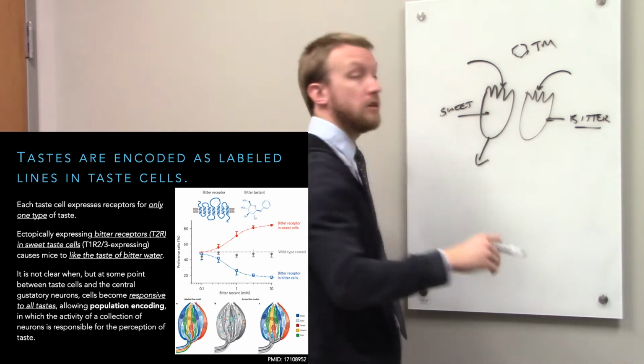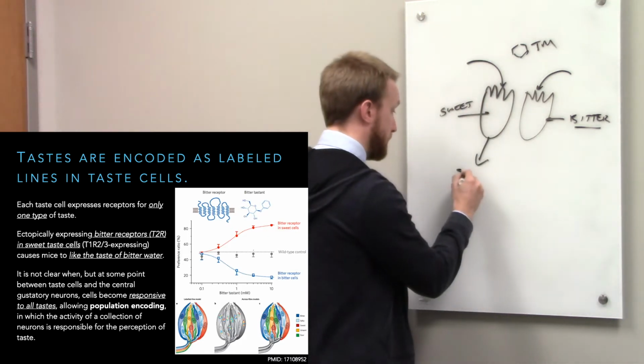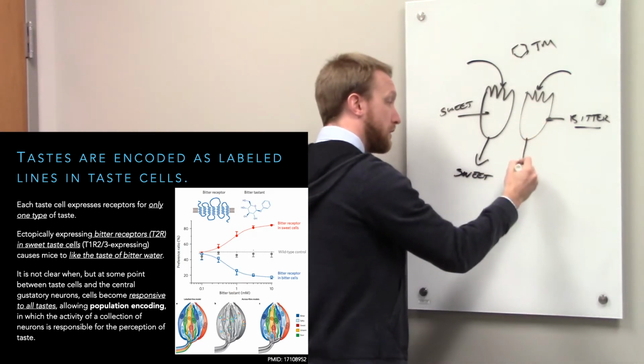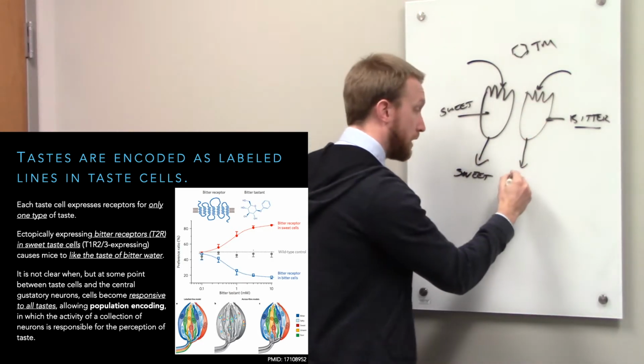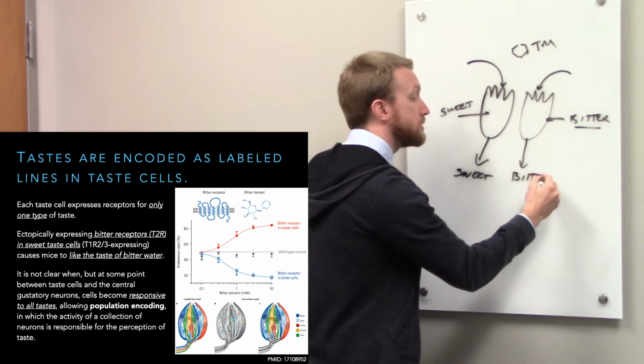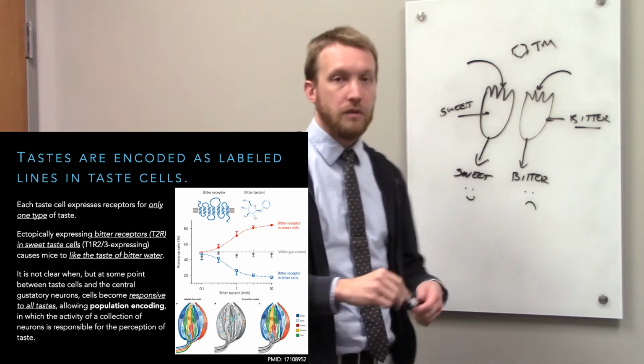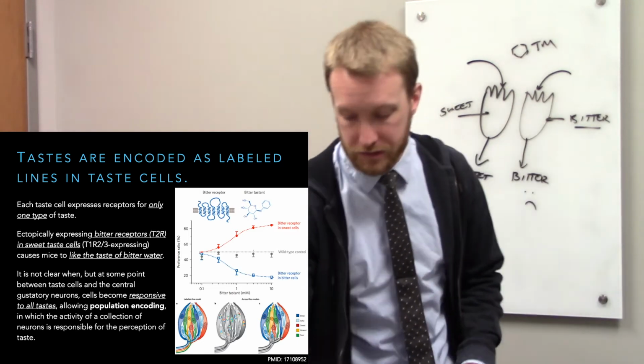This illustrates labeled lines. Stimulate this taste cell, no matter what does it, we perceive sweet and we like the water. Stimulate this bitter taste cell, no matter what's stimulating it, we perceive it as bitter. We like sweet, we don't like bitter. And we can see the data there in their preferences.